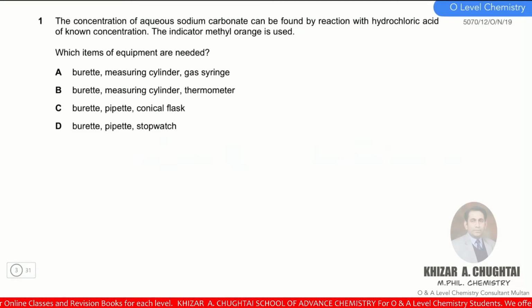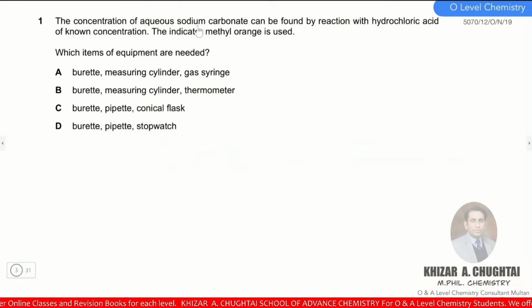Question number 1. The concentration of aqueous sodium carbonate can be found by reaction with hydrochloric acid, HCl, of known concentration. The indicator methyl orange is used. Which items of equipment are needed? Options include burette, measuring cylinder, gas syringe, thermometer, pipette, conical flask. The last option is burette, pipette and stopwatch.